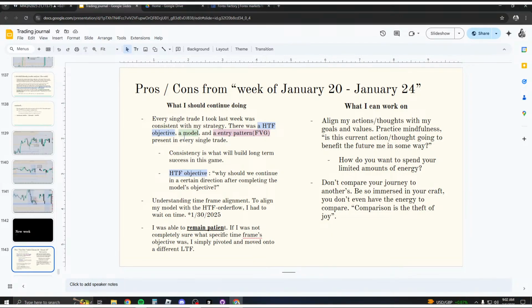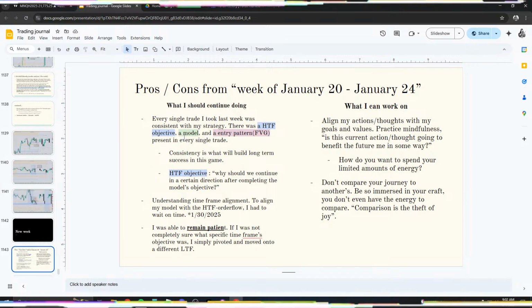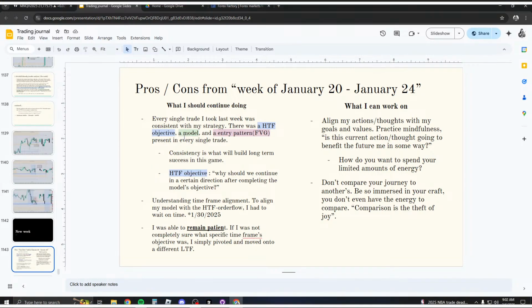Once you have a clear vision of what you want to do, take meaningful action towards those goals and live the way that you want to live, those values. What I'm trying to say here is, for me, I need to practice that mindfulness, that level of awareness to know what I'm doing at all times, right? Is what I'm doing right now going to benefit me in any way?